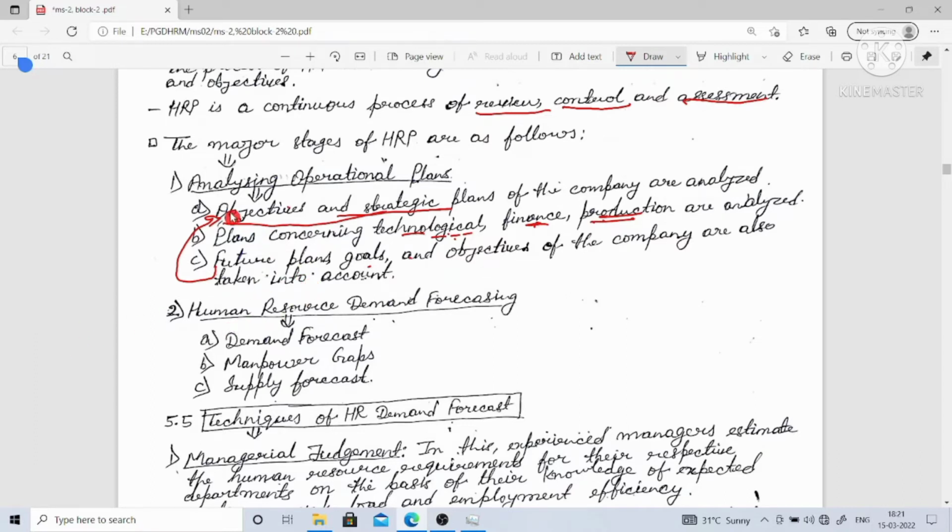And the second stage given for human resource planning is human resource demand forecasting. It is first given as plan forecasting.